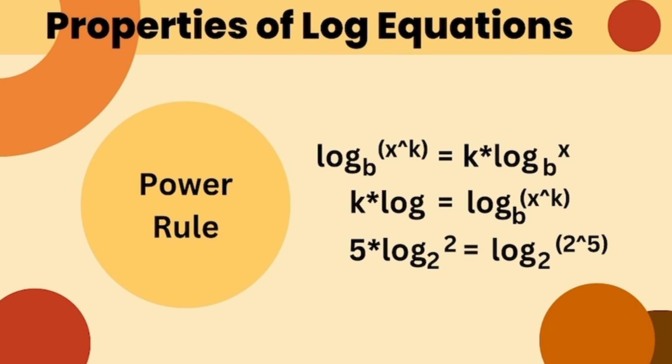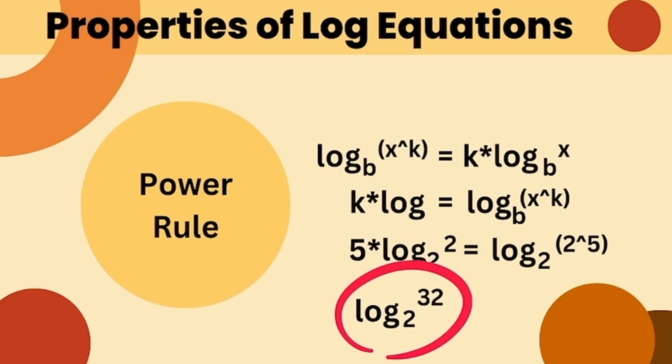An example of this would be 5 times log base 2 of 2 equals log base 2 of 2 to the power of 5. You took that 5 and placed it inside of the argument of the log equation. And if you were to simplify that, it would equal log base 2 of 32.